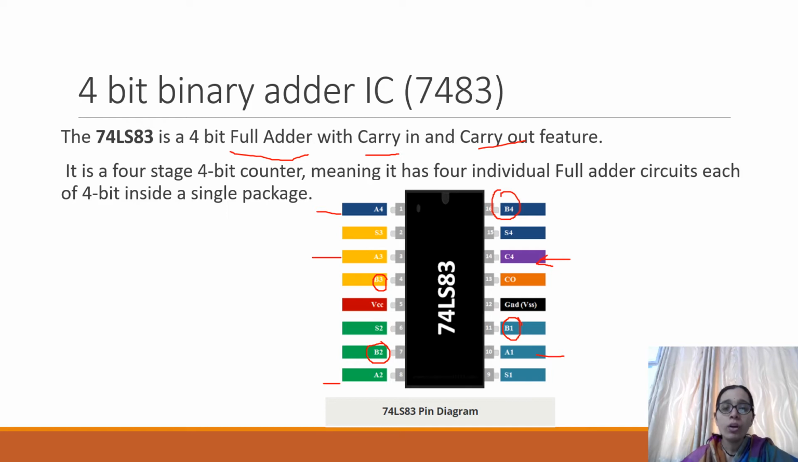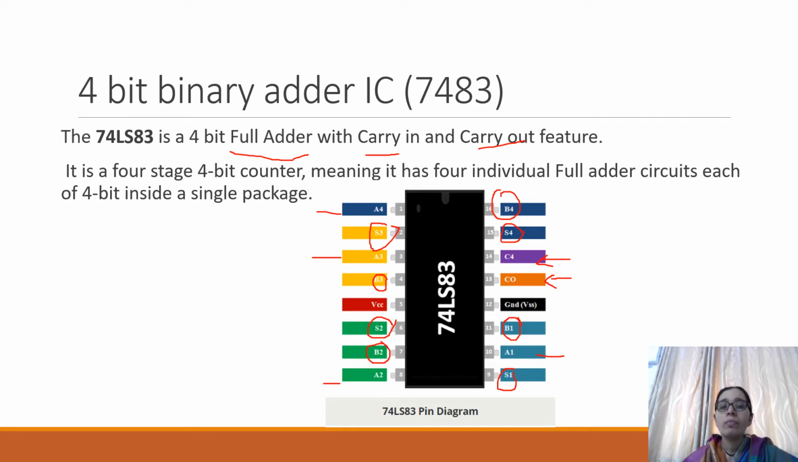And what is the use of this adder? Whatever number we give using A and B and C, this IC will add that number and give the output using these pins, that is S4, S3, S2 and S1. If a carry is also generated from the addition of A, B and C, then that carry will be reflected on this pin, that is carry out.